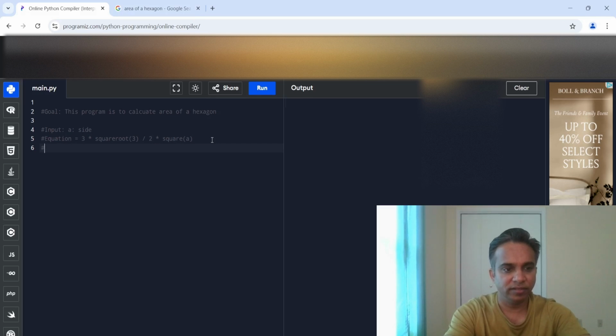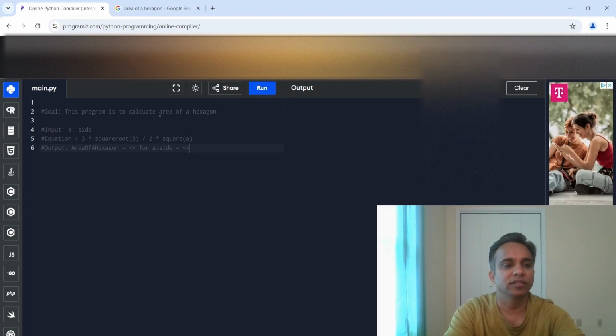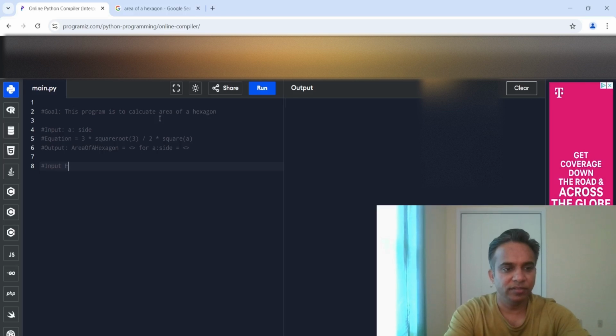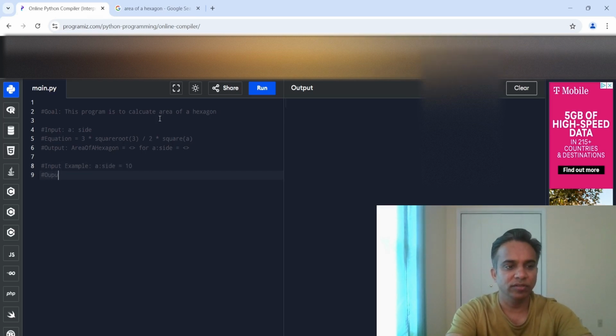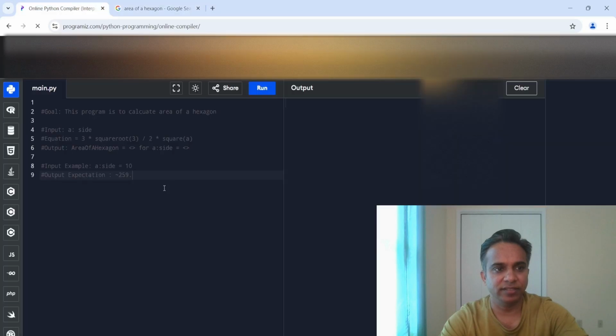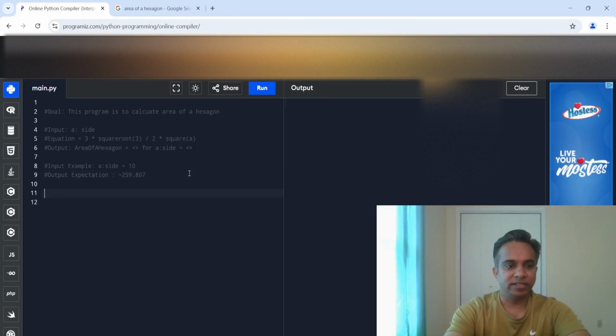Now let us take an output. The output would be area of a hexagon equal to, this is the output for a side equal to this side as input. The example, if the input example a side is equal to 10, then the output expectation would be somewhere around 259.880. That is the current expectation from Google. We just found out. Now let us try to achieve this programmatically.